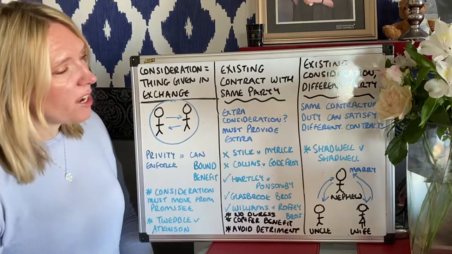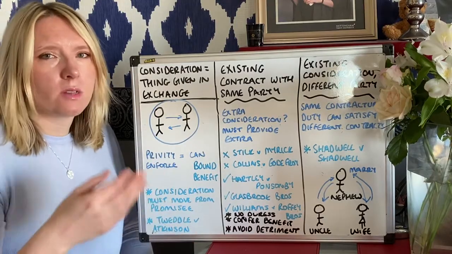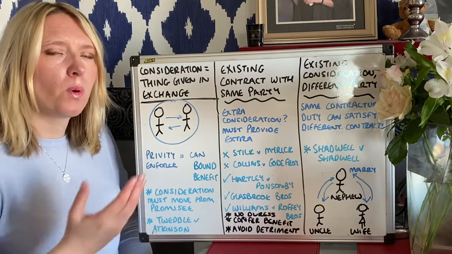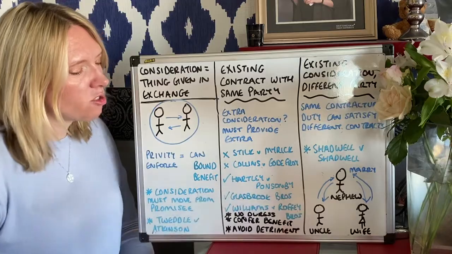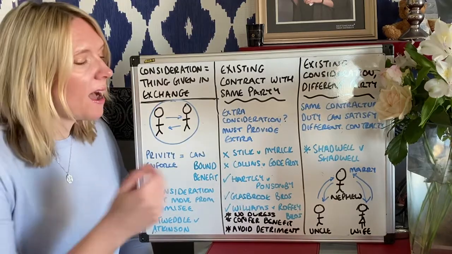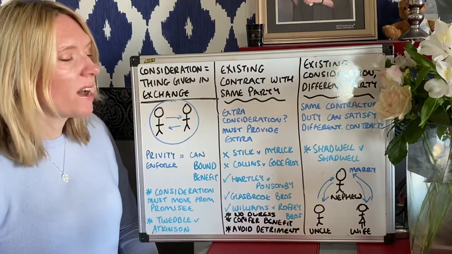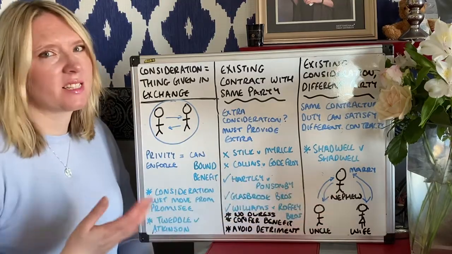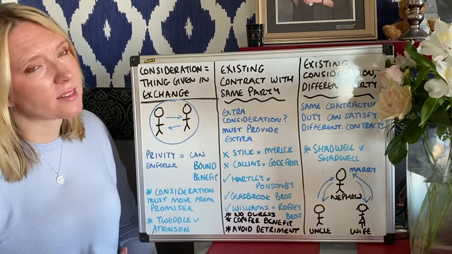Key case was Shadwell versus Shadwell here. So in this case, the nephew had made 2 different promises with different people. Both of them involved him getting married. So him getting married satisfied the contract with his uncle to get extra payment, and it of course satisfied the contract with his now wife. That's perfectly fine. He only had to do it once. He didn't have to get married twice, for example, to satisfy the 2 different contracts.